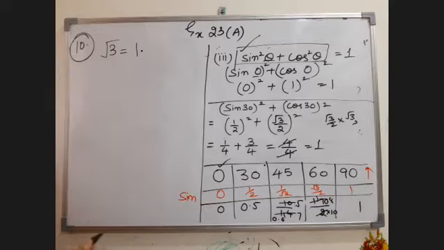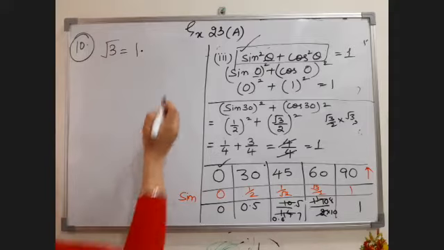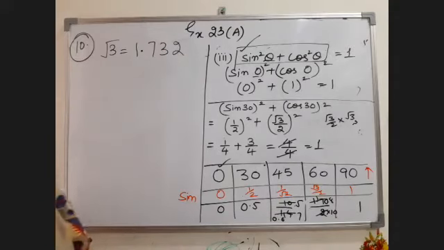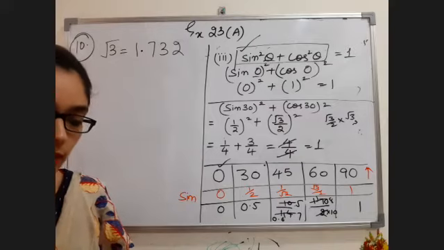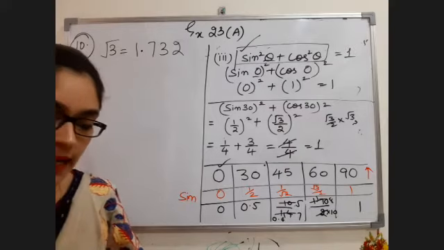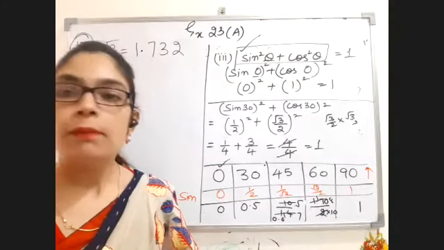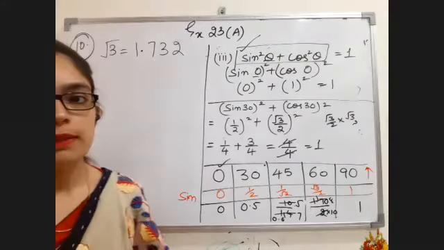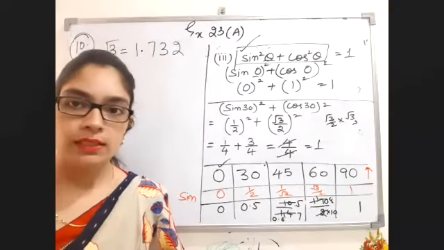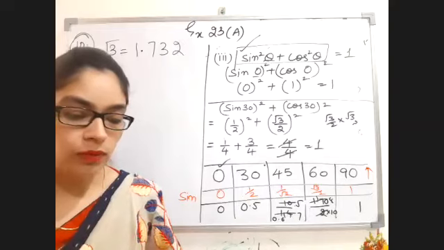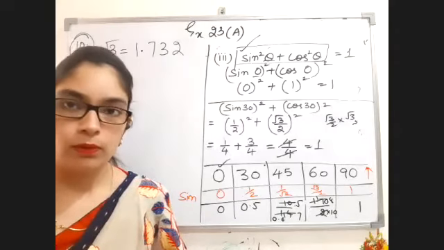So root 3's value is given to us. Root 3 is equal to 1.732. We have to find the values of sine 60 and 2 by tan 30 up to 2 decimal places. Up to 2 decimal places means after the decimal only 2 digits should come. So 2 parts are there. Only one I will do. Just tell me which one you want me to do.